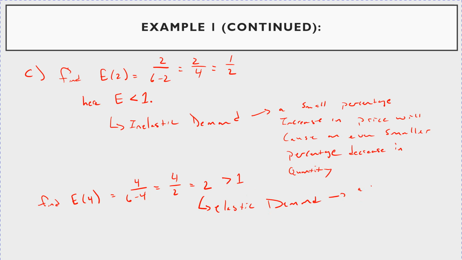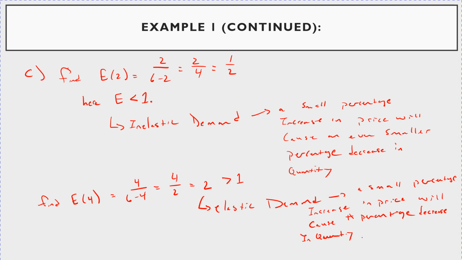And so what happens then is when you have a small percentage increase in price, it will cause a percentage decrease in quantity demanded that exceeds the percentage change in price.